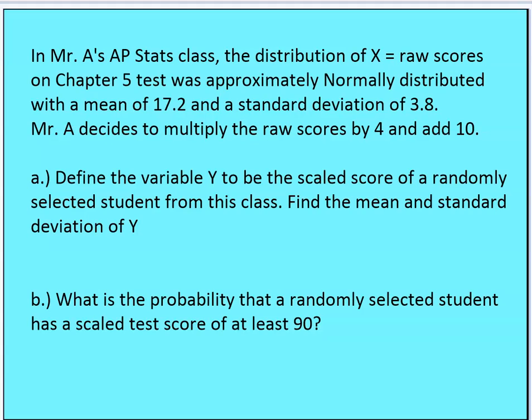Mr. Otten decides to multiply the raw scores by 4 and add 10 to find the variable y to be the scaled score of a randomly selected student from the class. Find the mean and standard deviation of y. What is the probability that a randomly selected student has a scaled test score of at least 90? So please copy this down, and I am going to move on.